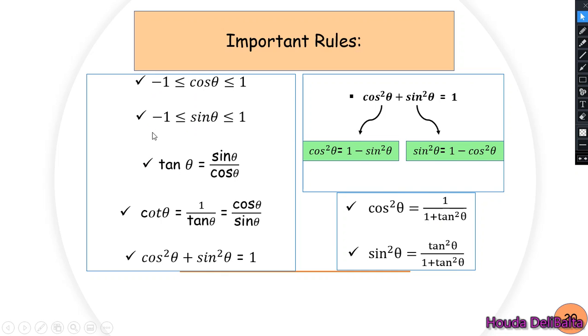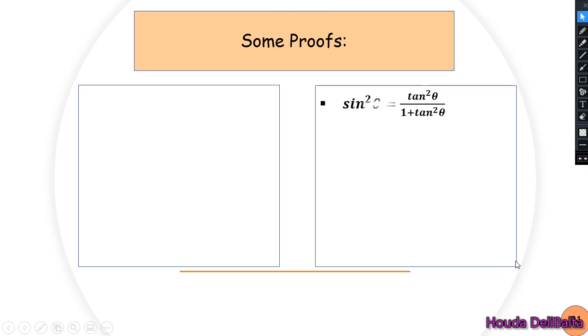Cosine and sine are bounded between -1 and 1. Tangent is equal to sine over cosine. Cotangent is the reciprocal of the tangent. Cosine squared theta plus sine squared theta is always 1. Using this rule, I can deduce these two rules. In case I want a relation between cosine and tangent, I have this relation. And in case if I want a relation between sine and tangent, I have this relation, and I can use it in solving exercises.